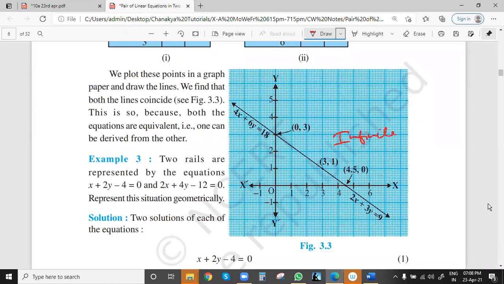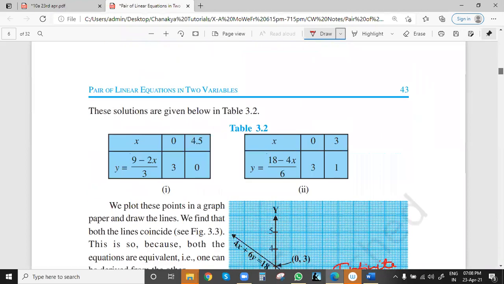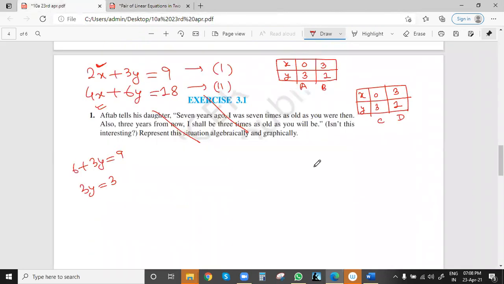So we can say infinitely many solutions, because both the values are the same, both the points are also the same. Here also you can see A is the same as C and B is the same as D, so the same values.